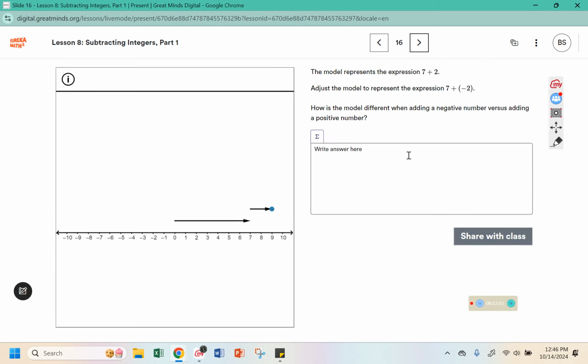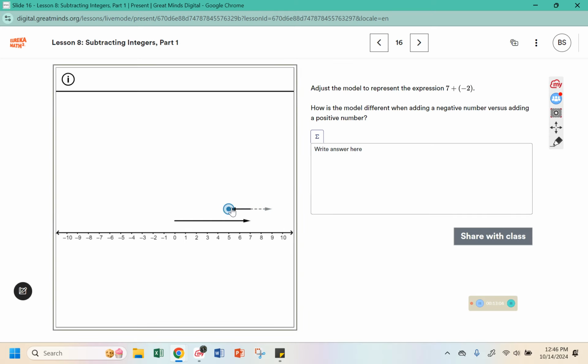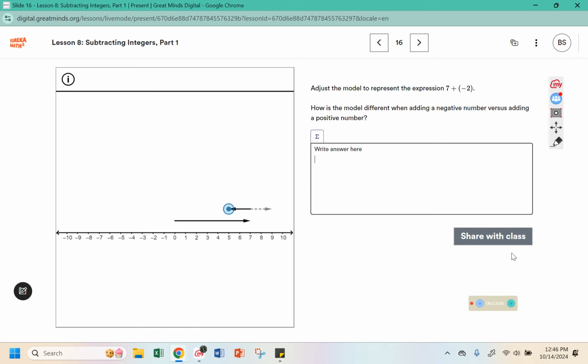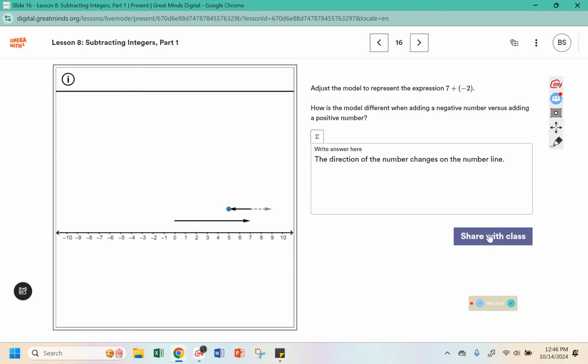The model represents the expression 7 minus 2. Adjust the model to represent the expression 7 plus -2. We're going to change the direction. 1, 2. How is the model different when adding a negative versus adding a positive? The direction of the number changes on the number line. The length is still the same. They're both still 2 long, but instead of going to the right, it goes to the left.